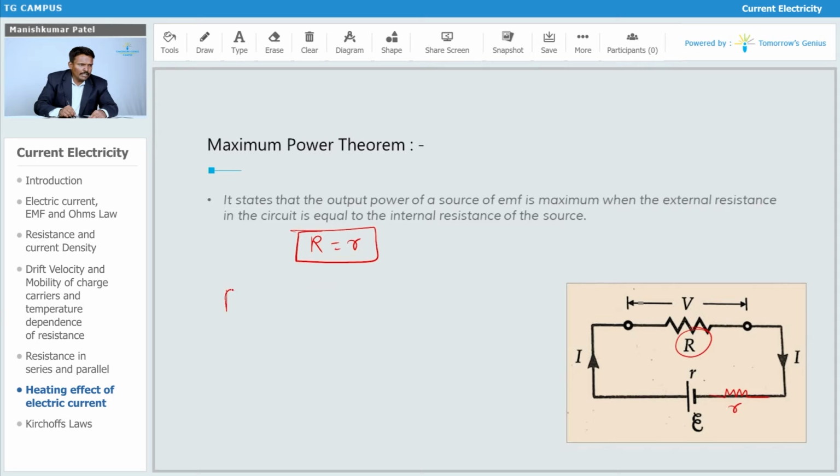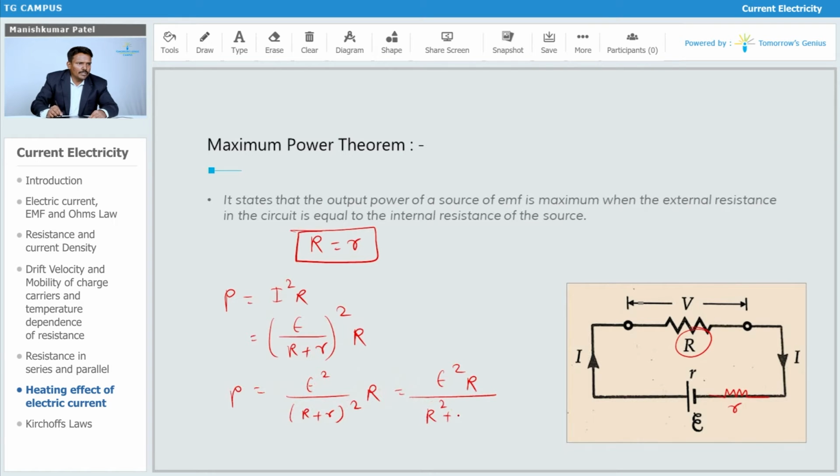Again, let's see what the maximum power is. It is I square into R. Similarly, I is V upon R, so this is E upon R plus r, whole squared, and this is R again. Further I can write it as E square upon (R plus r) whole square, multiplied by R. So this is the power. Further I can write it as E square R over R square plus 2Rr plus r square.